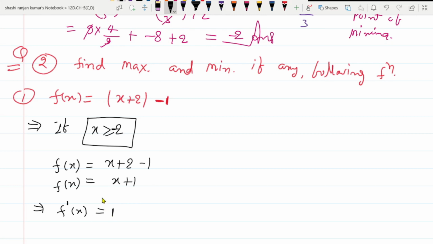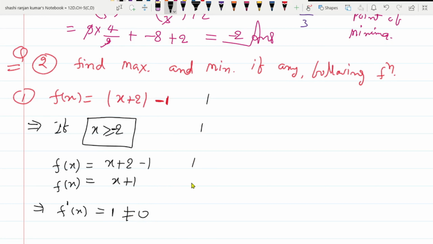Now we need to check that f dash of x is equal to 1 we are getting. So what is this actually? It means it is positive, it is increasing, right? Because f dash of x is positive. We have to solve f dash of x is equal to 0. But you can see this is not 0. Here it goes on increasing.